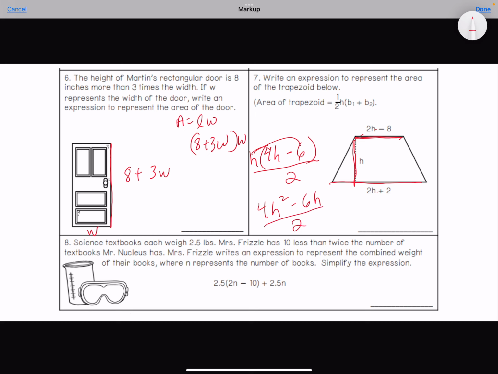And a nice thing about dividing by 2 is you can break it apart. You're going to see this when we get into dividing polynomials, which is coming up soon. We have 6h divided by 2, and 4 divided by 2 is 2. So my answer is 2h squared minus 3h. That will give you the area. And then I will let you simplify number 8.